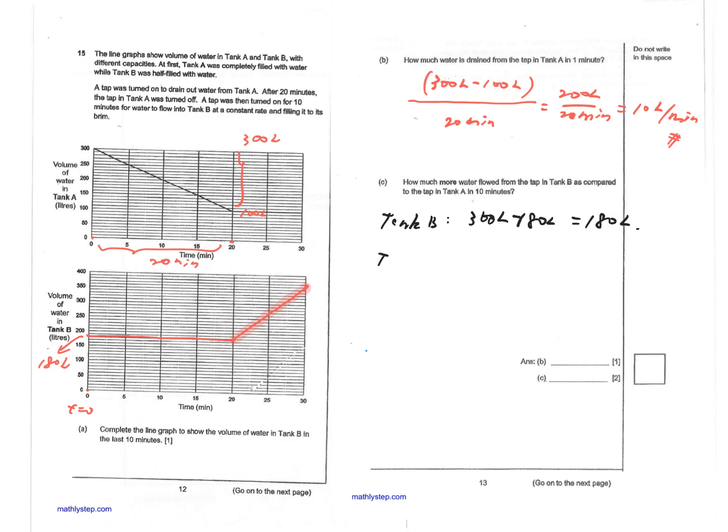Now let's look at tank A. Let's look at the change over 10 minutes, because we just calculated the flow rate is 10 liters per minute. If we do the change for the 10 minutes, the answer is going to be 100 liters, right? So the difference between the 2 tanks is going to be 180 liters minus 100 liters equals 80 liters. This is the answer to part C.